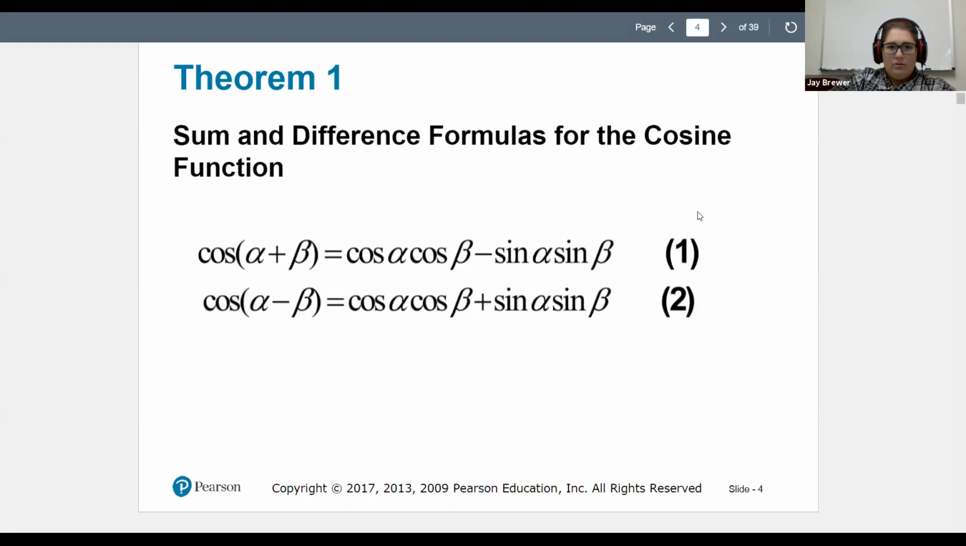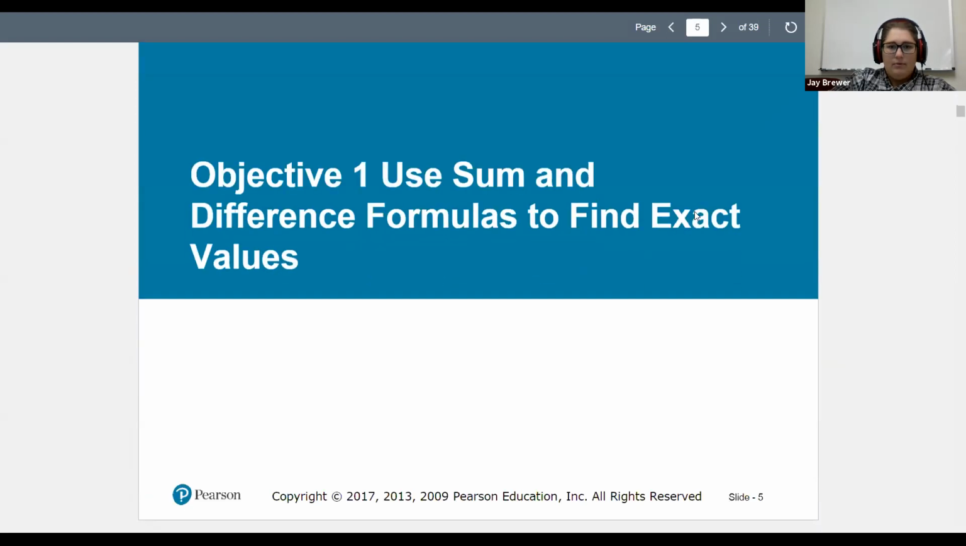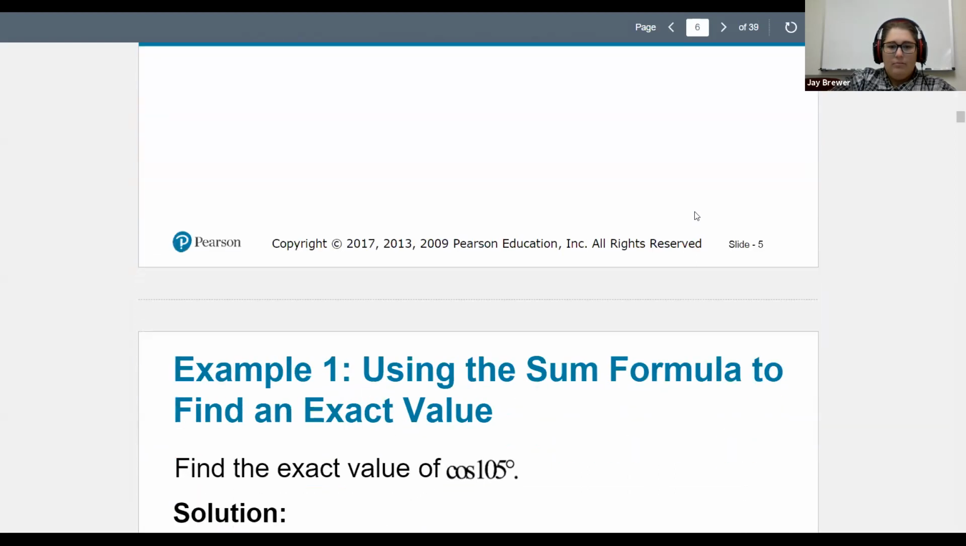All right, so let's do a problem using the sum and difference formula. This example, examples 1 and 2, for whatever reason, chose to do the same formula. I don't really know why, they just did.